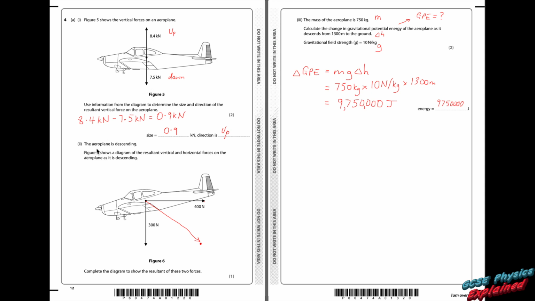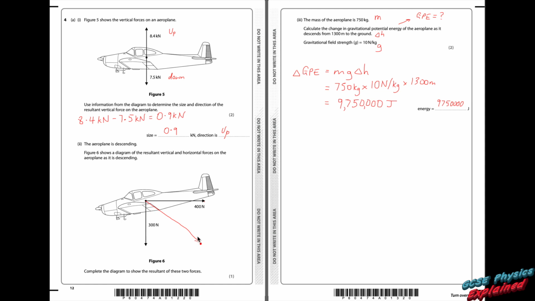Part 2. The aeroplane is descending, which means it's going down. Figure 6 shows a diagram of the resultant vertical and horizontal forces on the aeroplane as it's descending. So vertically we've got 300 newtons going down, and horizontally we've got 400 newtons going backwards. Complete the diagram to show the resultant of these two forces. So if we were to add this force to this force, you'd end up with this force here.